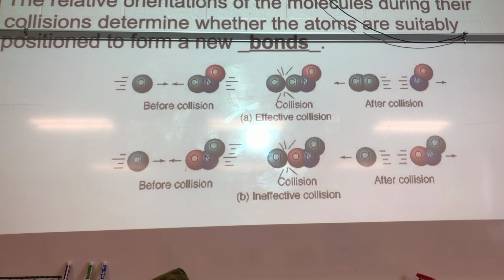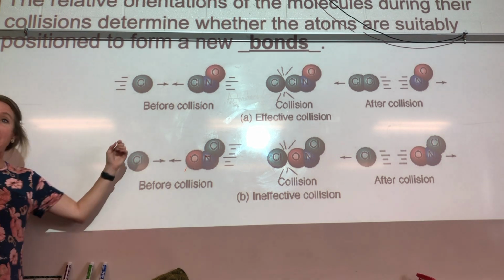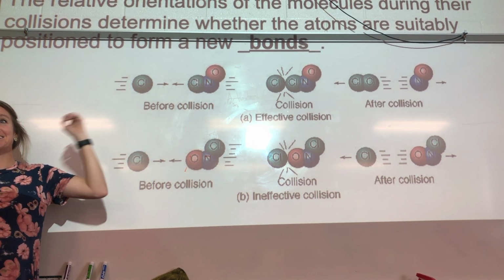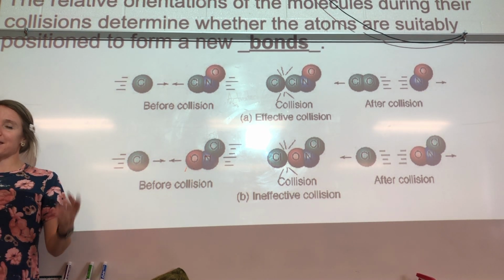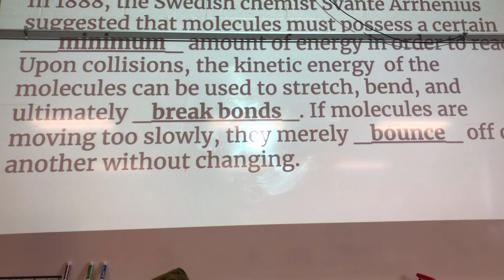Yeah, so this is only showing one part of a collision. But yes, great observation. It doesn't actually exist that way. Now, here's the other thing. They can hit the right way, and it still won't work if they don't have enough energy to actually break those bonds. So we have two pieces. You have to have orientation and energy.